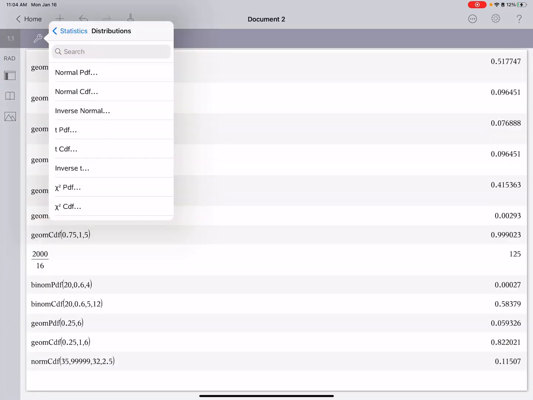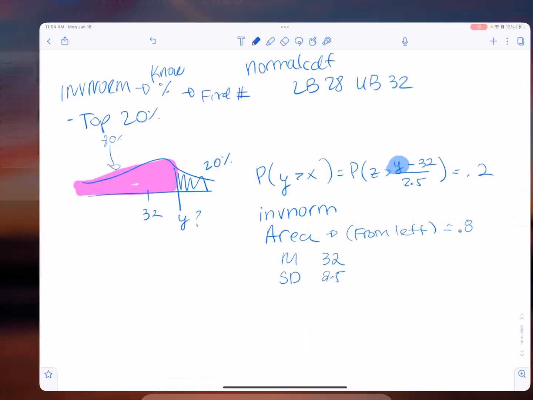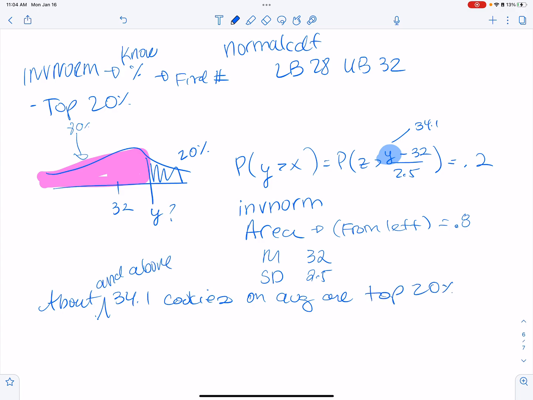So use the same distribution menu, inverse normal. The area here is going to be 0.8. The mean is going to be 32, and the standard deviation is 2.5. And you get 34.1. So this here is 34.1. So about 34.1 cookies on average are, and above, or in the top 20% or something like that.